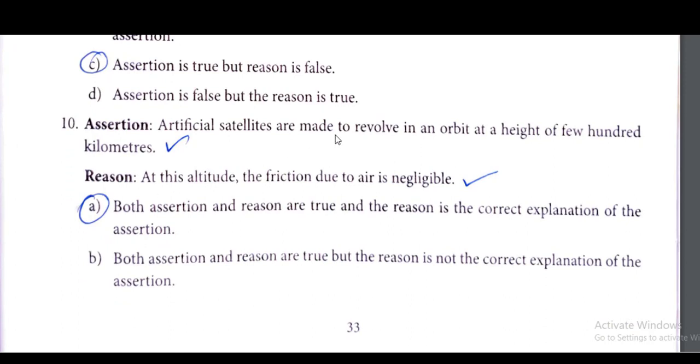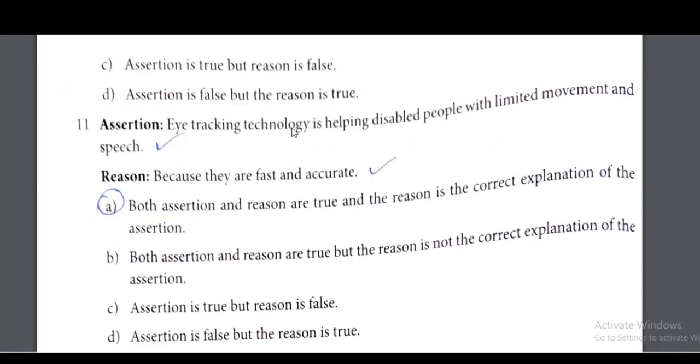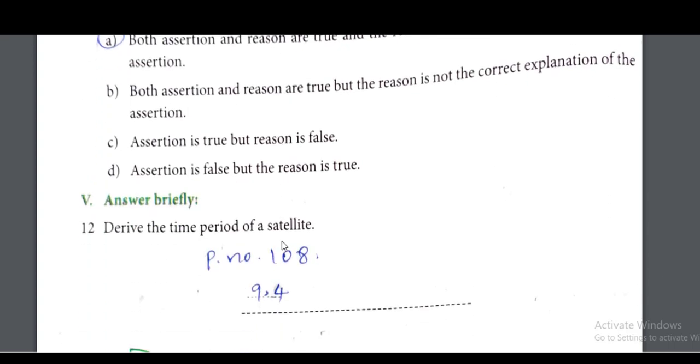Assertion: Artificial satellites are made to revolve in an orbit at a height of few hundred kilometers. Yes, both assertion and reason are true, and the reason is the correct explanation of the assertion. Eye tracking technology is helping disabled people with limited movement and speech because they are fast and accurate. Definitely it is true. Both assertion and reason are true, and the reason is the correct explanation of the assertion.